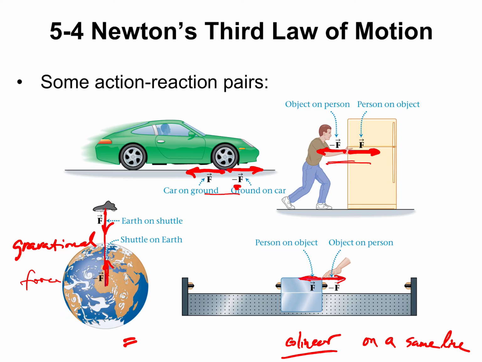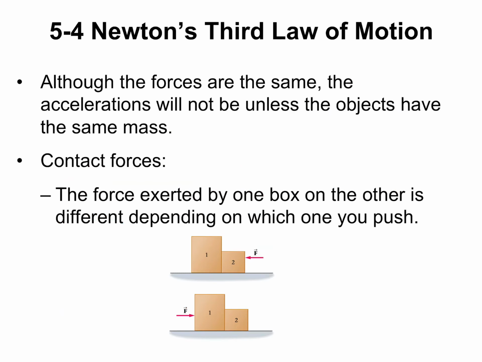So what if the two forces are not on the same line? Then it's not a Newton's third law pair. Although the forces are the same, the acceleration will not be the same unless the objects have the same mass. This is from Newton's second law, F equals ma. And from Newton's third law, if you apply a force to something, there is an equal force back.